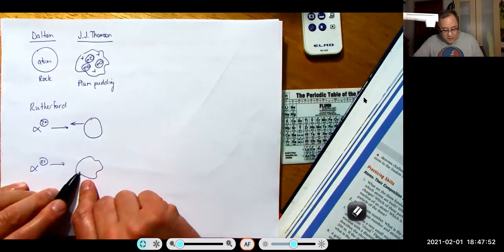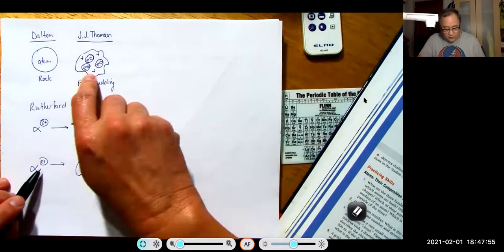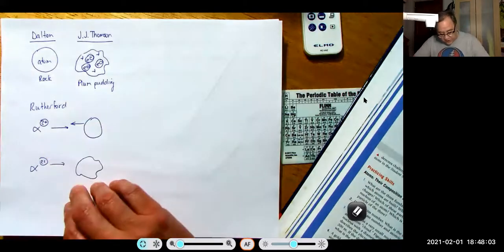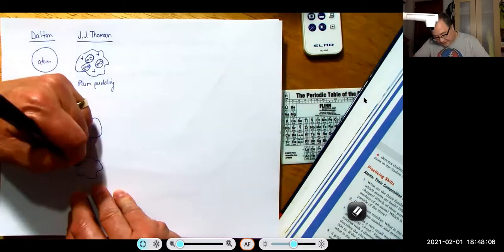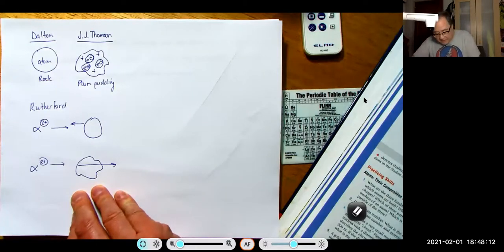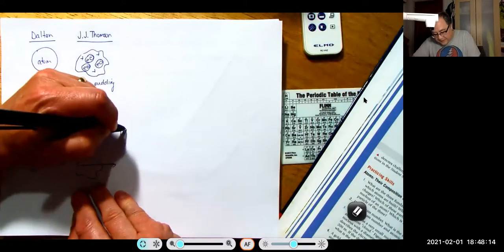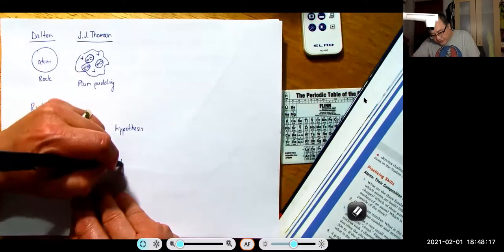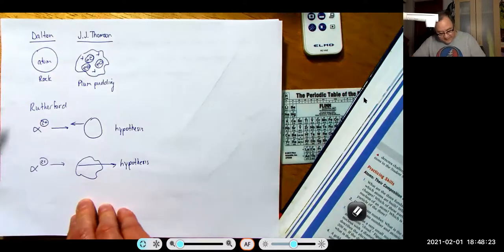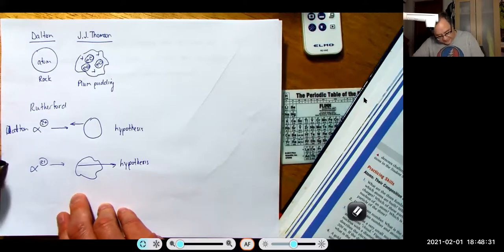If you have the plum pudding model and you know that these electrons are really, really tiny compared to this particle, they don't really know what this is. It's just this thing with a +2 charge. You shoot it at here, and the expectation is it's going to go straight through like a bullet through a piece of paper. So these are the hypotheses for what you would expect for each situation based on the Dalton theory and the Thomson theory.